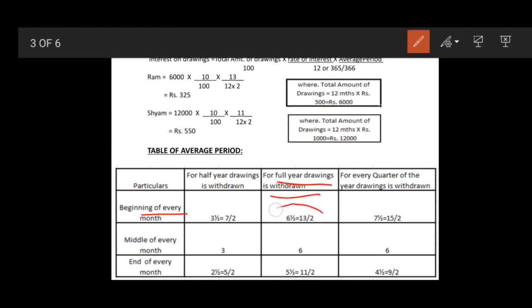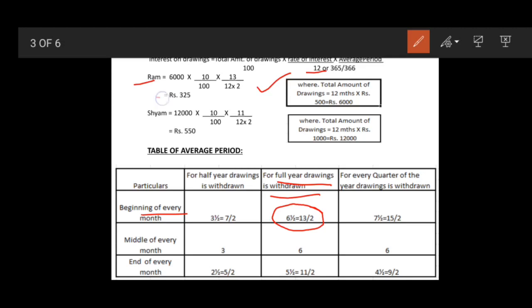So your answer will turn up as the average period: we have to calculate 13 by 12, that is 13 by 2 or 6.5. 6.5 is quite difficult to calculate because calculators are not allowed, so we have to simplify that. 2 sixes are 12 plus 1, that is 13 upon 2. So coming towards the solution, Ram is equal to 6000 multiplied by 10 upon 100 multiplied by 13 upon 2 into 12. 12 is your time factor, so the time factor divided by 12 you have to calculate.